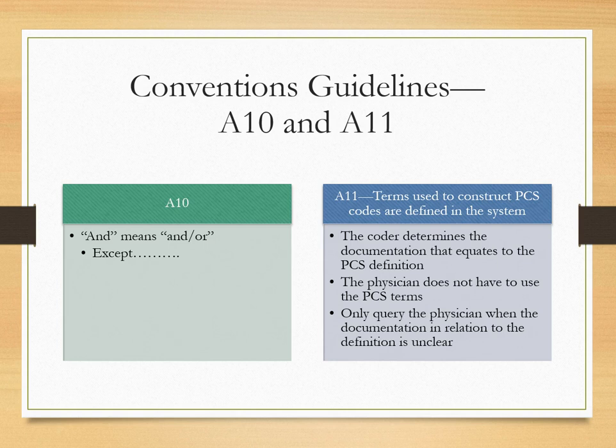And, when used in a code description, means "and/or," except when used to describe a combination of multiple body parts for which separate values exist for each body part value.